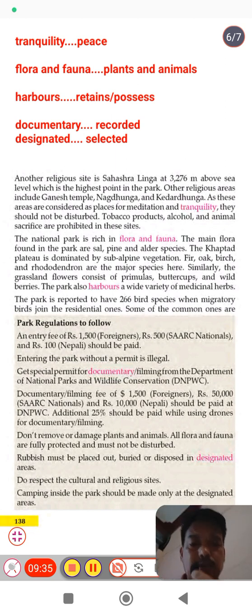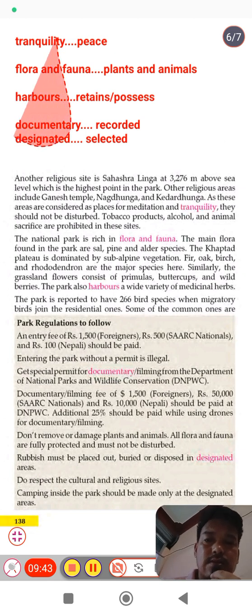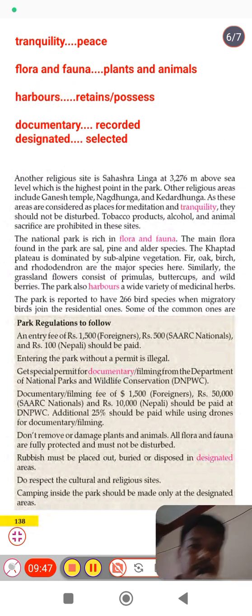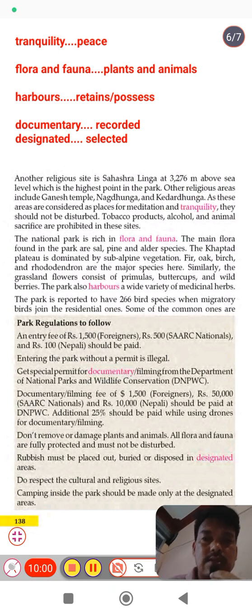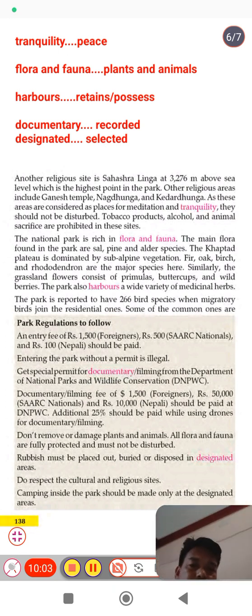So this is page number 138 now. On page 138 we have some words again. Words meaning: tranquility, peace; flora and fauna, plants and animals; harbors; routine process and documentary; recorded and designated, that is, selected area. So here is the text.